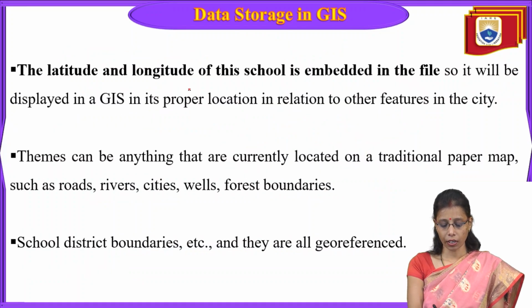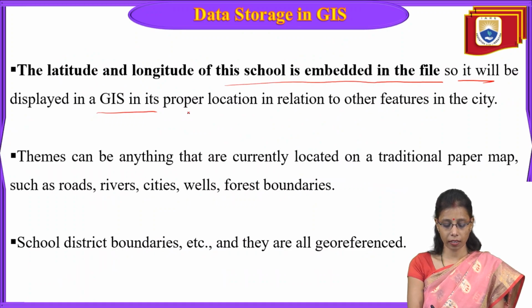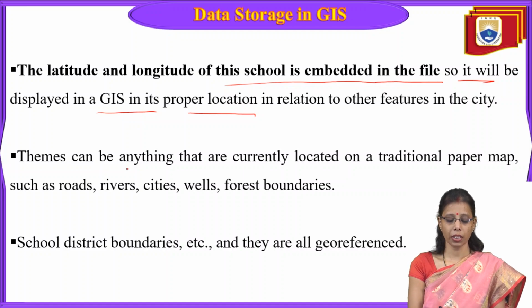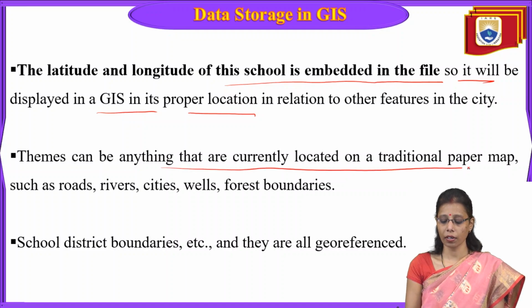Okay, so the latitude and longitude of the school is embedded in the file, so it will be displayed in the GIS in its proper location in relation to other features in the city. Once it is fed into the data storage, it will show you the proper location and all the information will be displayed in the map. Themes can be anything that is currently located on the traditional paper map, such as roads, rivers, cities, wells, forest boundaries. All these themes, after the georeferencing of the map, will be stored in the GIS.